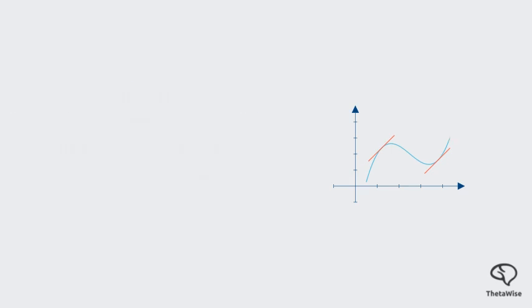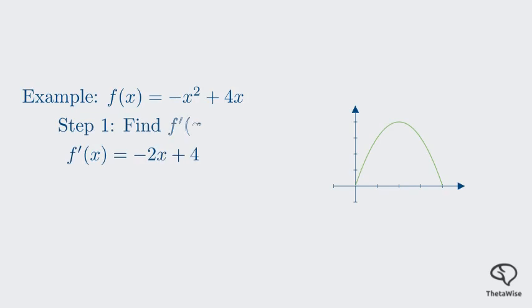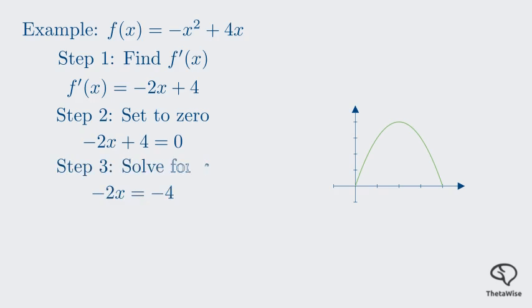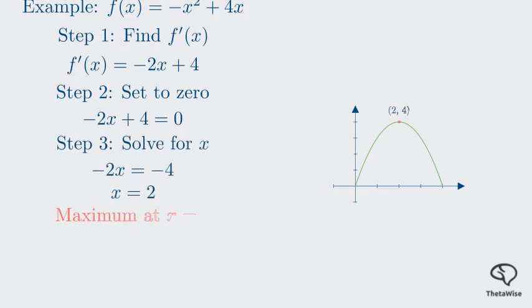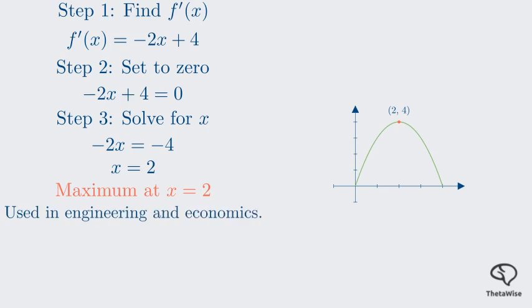Let's find the peak of this frowny face curve. The derivative of negative x squared is negative 2x, and the derivative of 4x is 4. We set this equal to 0 to find where the slope is flat. Subtract 4 and divide by negative 2. So, the highest point on this graph occurs exactly at x equals 2. You've just used calculus to find the optimal point. This same logic is used by engineers to build stable bridges and by economists to maximize revenue.